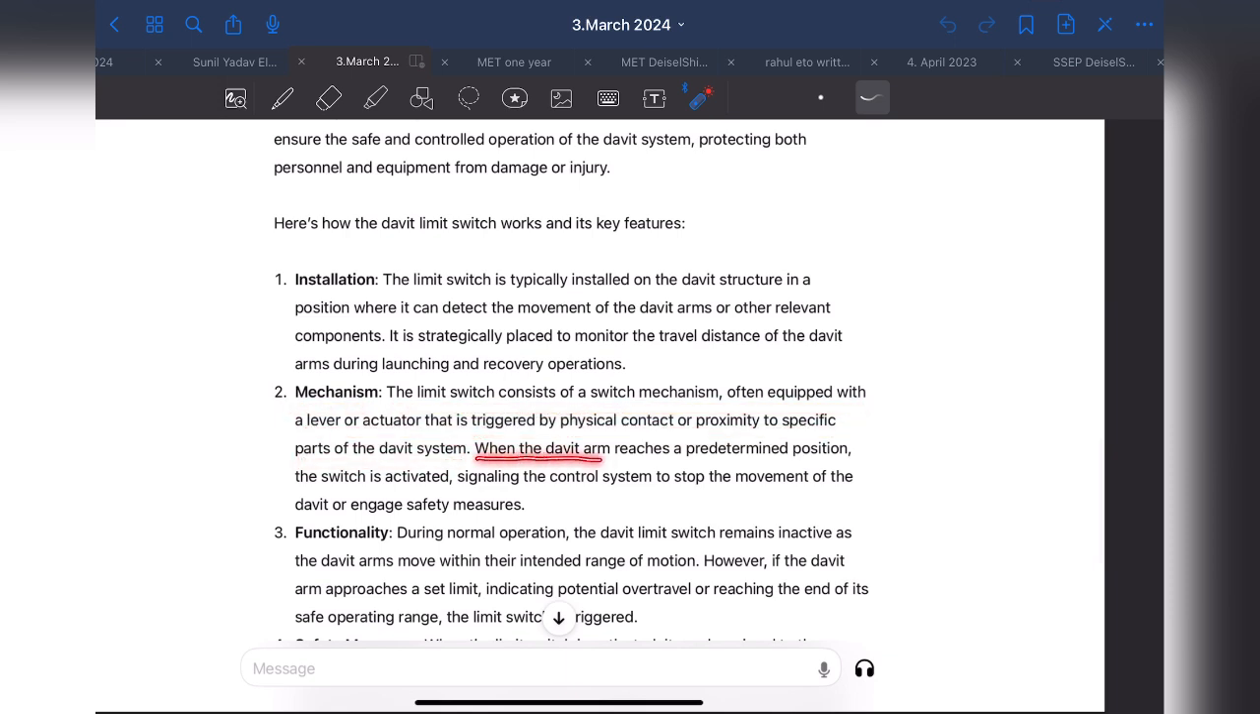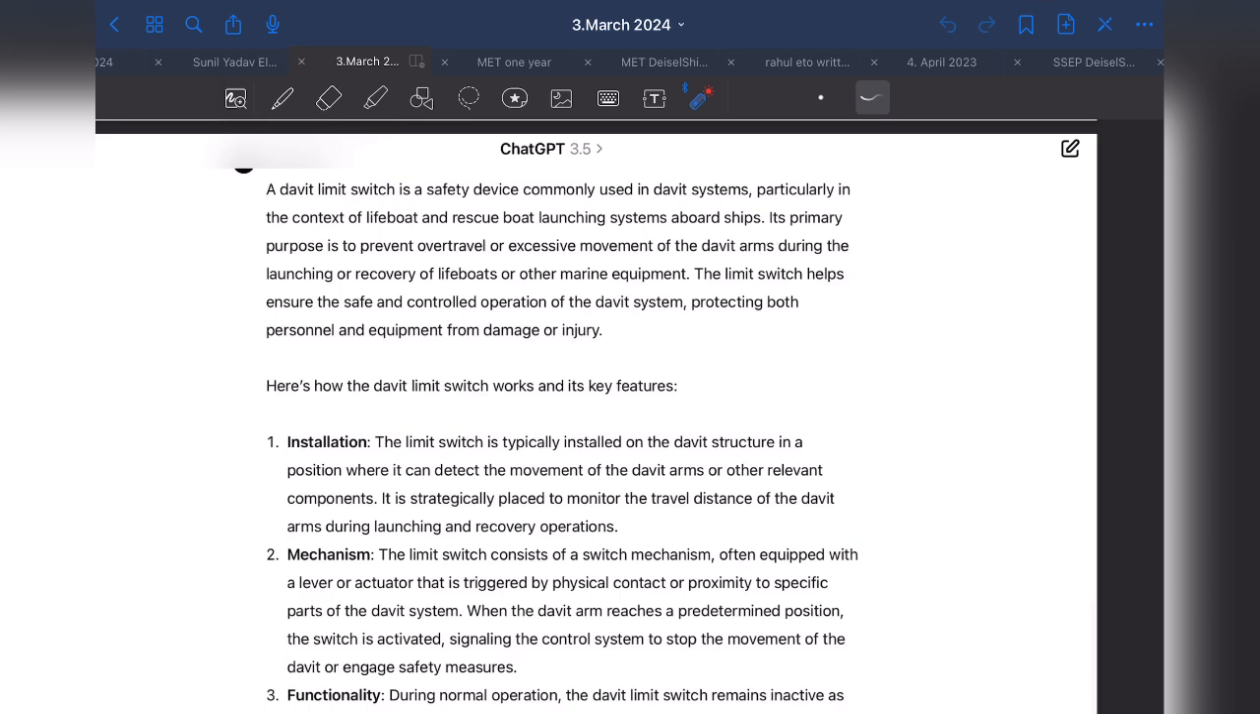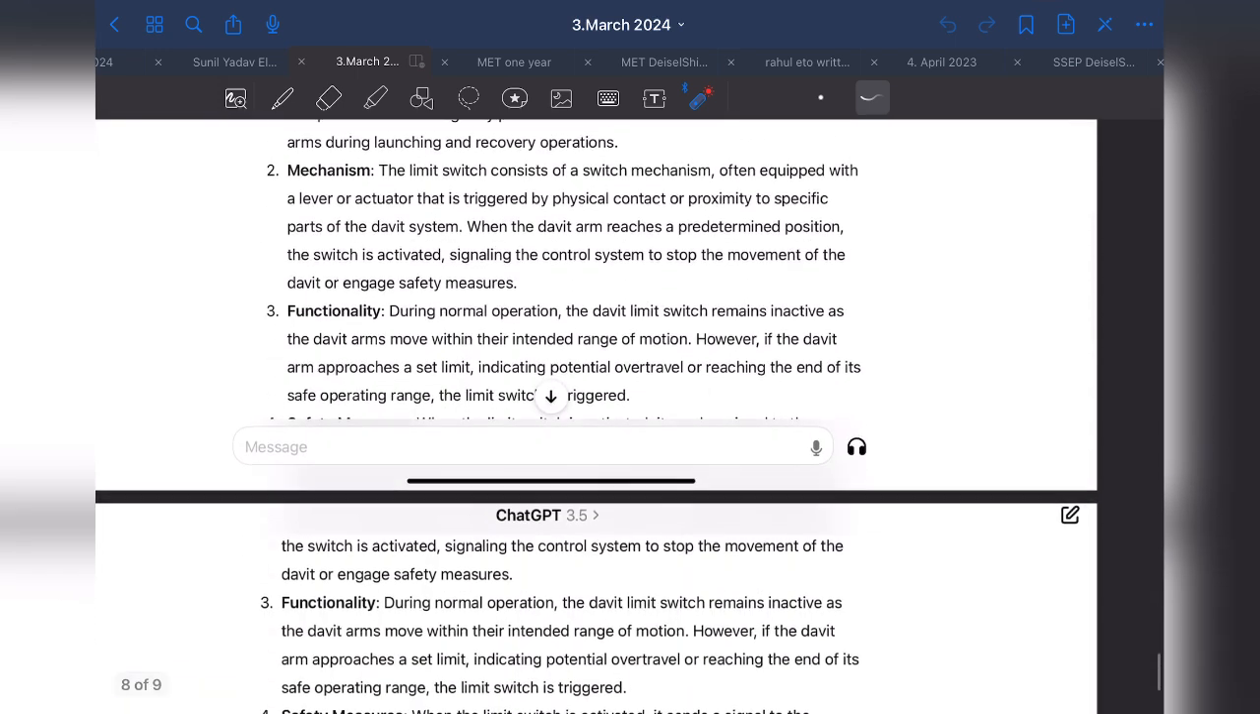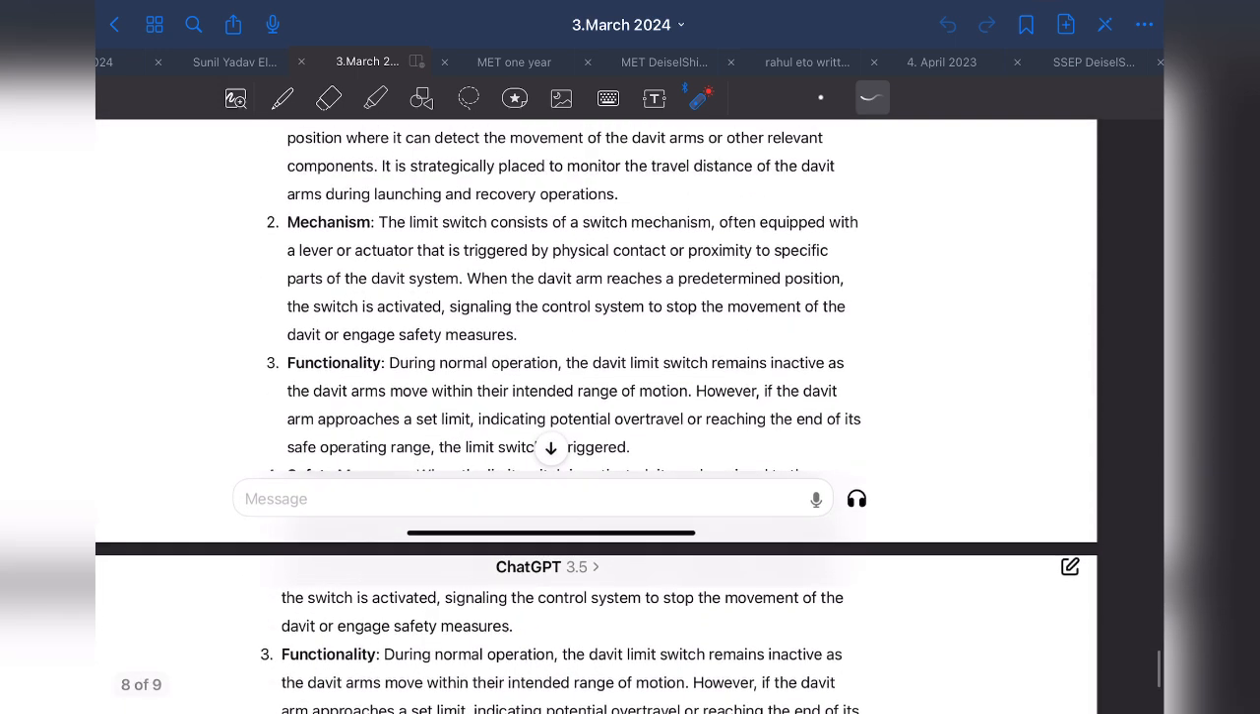When the Davit arm reaches a predetermined position, the switch is activated, signaling the control system to stop the movement of the Davit or engage safety measures. When the lifeboat is recovered back, that limit switch will activate and stop once the lifeboat has reached its position. So it will not over travel. That is the main function of that. Functionality already explained, why it is used. This much answer will be enough to explain.